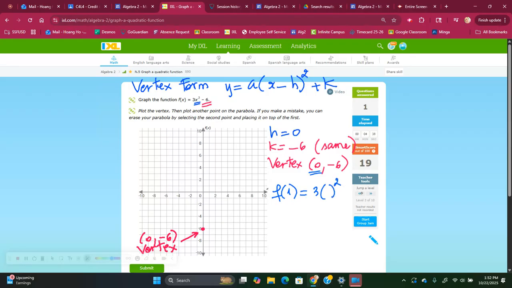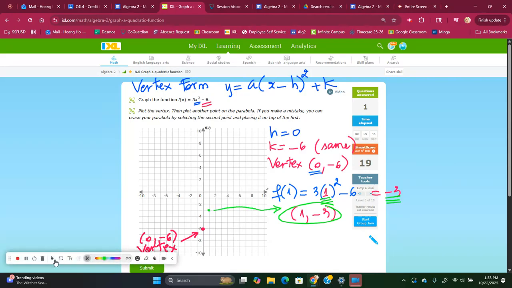The function is 3x squared subtract 6. So I put number 1 where the x is supposed to be. When I calculate this, I get -3. So what does it mean? We have the second point. The second point is (1, -3). The x equals 1, the y comes out -3. So let's go and find that point. It should be right here. Right there. So you can see (1, -3).